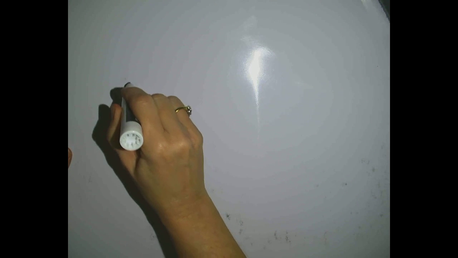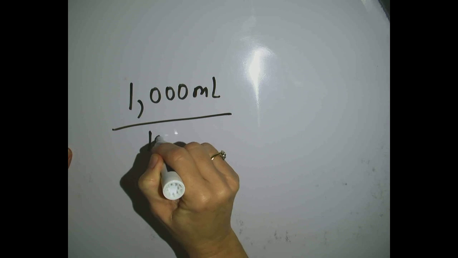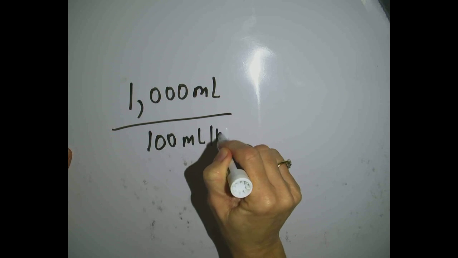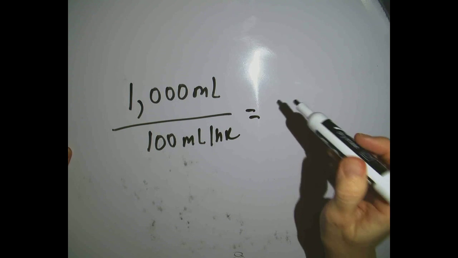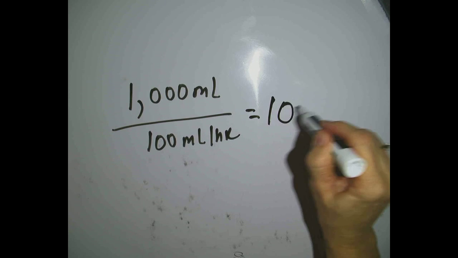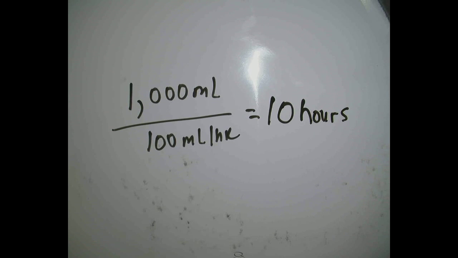Okay, so let's look at this example. If a volume of 1,000 milliliters is infused at a rate of 100 milliliters per hour, how long will the bag last? And this is a common question that we need to know. So we have our volume of 1,000 milliliters, and we have our rate of 100 milliliters per hour. And if we simply do that division, again, I always recommend using a calculator, we will come up with 10 hours. So it should take us 10 hours to infuse this bag.